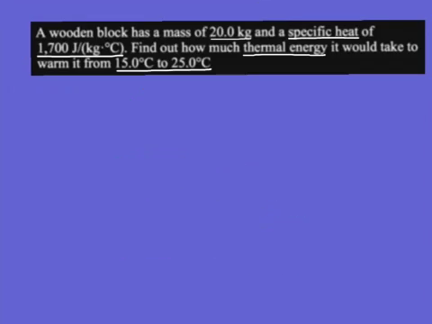Okay, so here's an example of calculating thermal energy. I got this from the 5-2 Thermal Energy Transfer 1 notes from Mr. Weiss. A wooden block has a mass of 20.0 kg and a specific heat of 1,700 joules per kg times degrees Celsius. Find out how much thermal energy it would take to warm it from 15.0 degrees Celsius to 25.0 degrees Celsius. So what we are trying to find here is thermal energy.